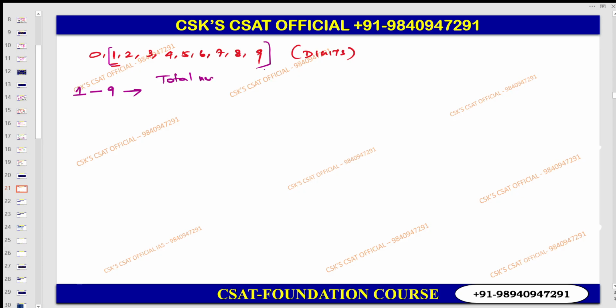Total number from A to B. Total numbers from A to B, how to calculate? B minus A plus 1 concept. So therefore how many such will be there means 9 such there.